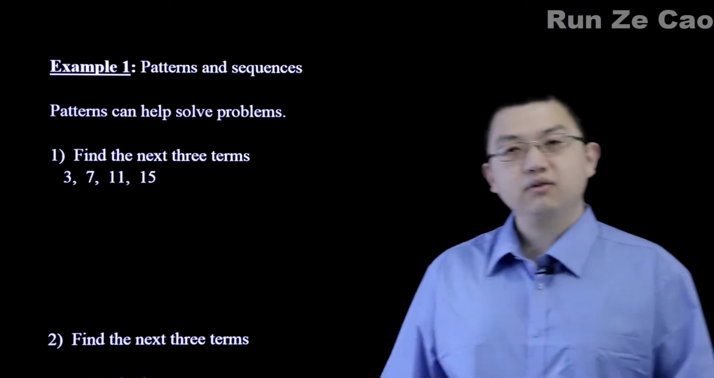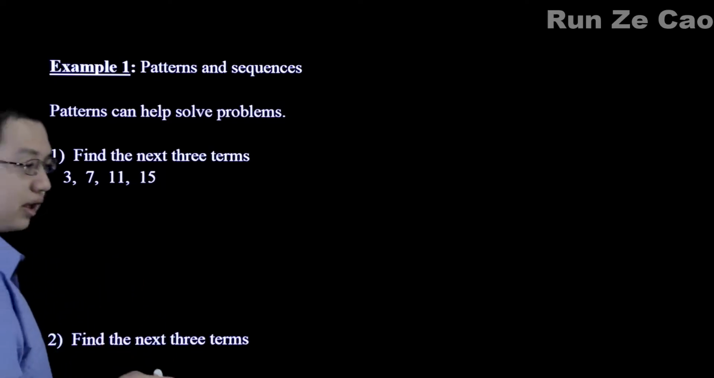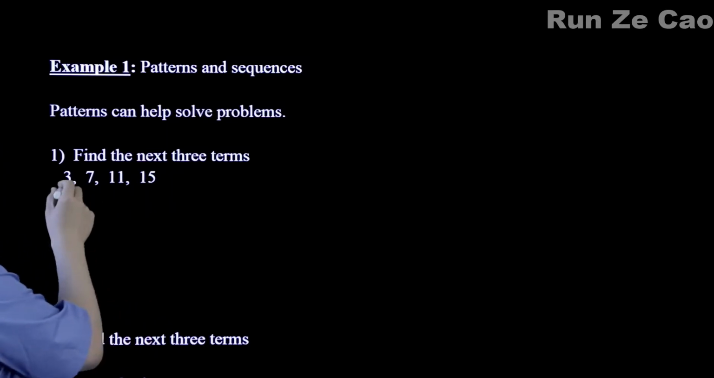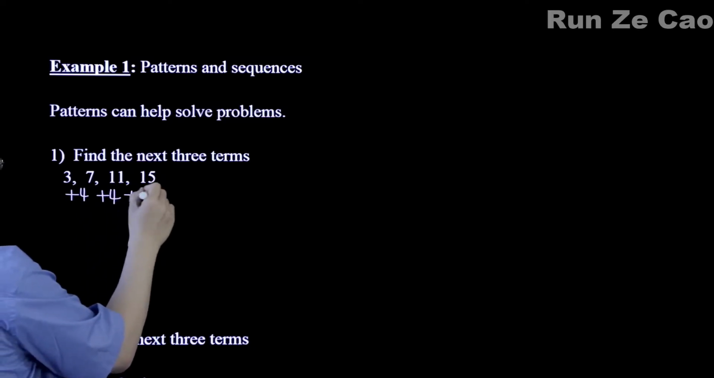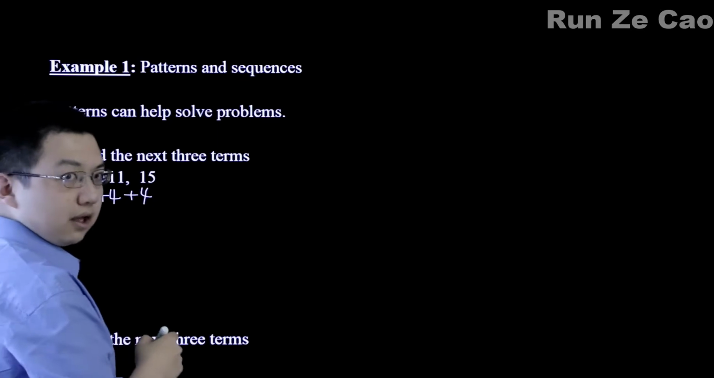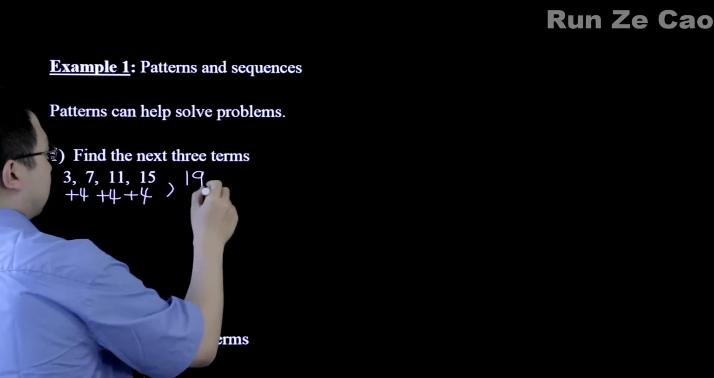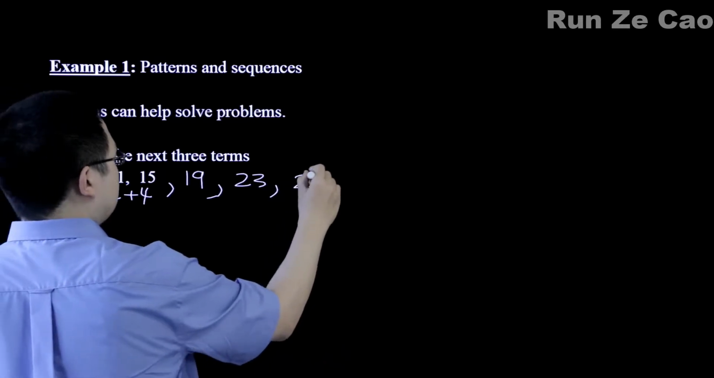So, example 1, patterns and sequences. Well, we should know that patterns can solve problems. For example, if we've ever done any pattern problems in lower grades, which I'm sure everyone has, because it's in literally every math textbook ever, pretty much. So here we need to find the next three terms. What happens? 3, 7, okay, that's plus 4, and then plus 4, and plus 4 again. So the next three terms would be, well, plus 4, which means 19. And then what? 23, 27.